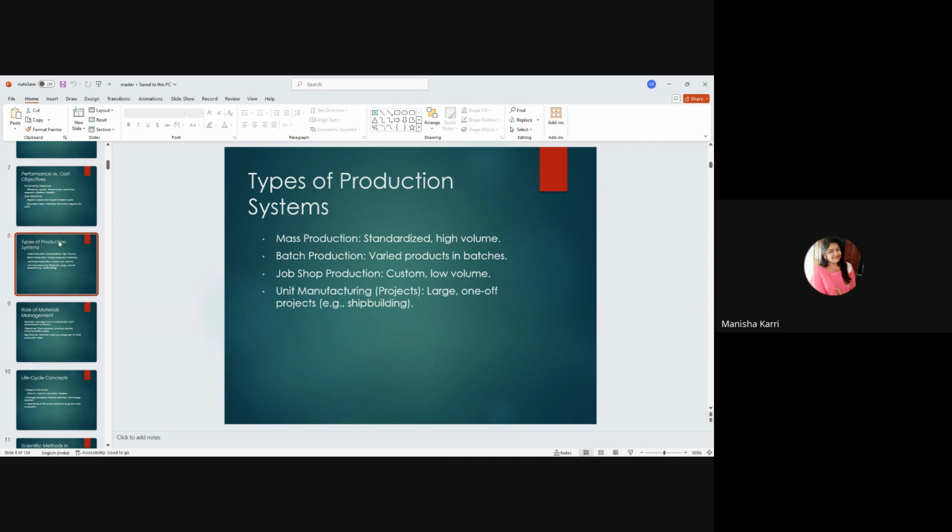And the last system is unit manufacturing, meaning projects. Here the system is used for large, one-of-a-kind projects that often take a long time to complete. So, coming to the key features of this unit manufacturing: it produces unique products, often large in scale.